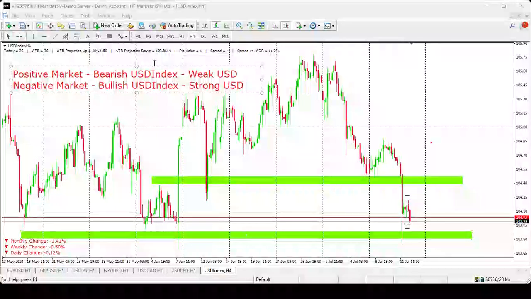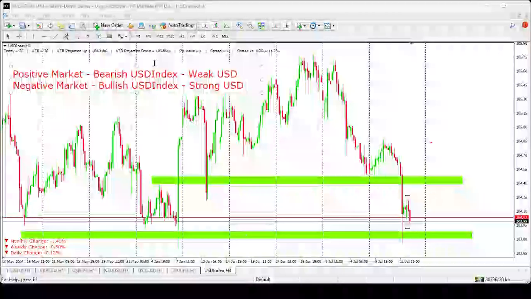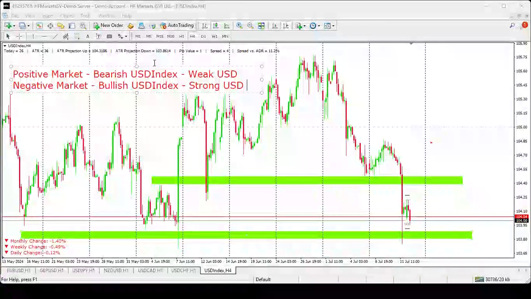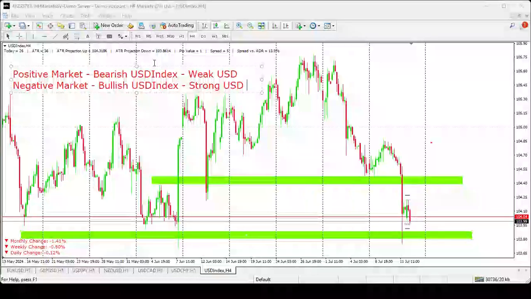You see some bullish movement on the USD index, which means if you find a nice support, you can get in on further upsides on the asset, and that should naturally translate to a strong US dollar. It is important.